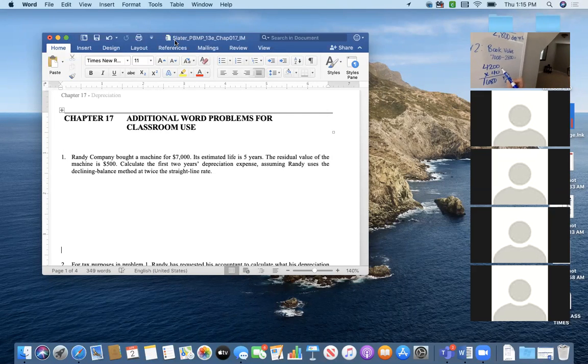We're using our book value. Our book value in year one was our cost because we haven't taken any depreciation yet. So our cost times 40% is $2,800. In year two, our book value is now cost minus accumulated depreciation equals $4,200. $4,200 times our rate of 40%. We're taking $1,680 in depreciation. So that is the first 2 years depreciation using the declining balance method.